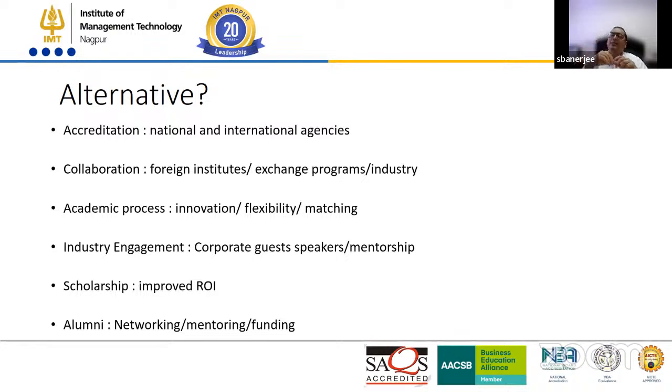How many accreditations the institute and the program of the institute have received, right? Look at the collaboration. Again, you will find that in their program structure or even on their website, it might be highlighted how many industry associations they have, how many foreign institutes they have a tie up with, and how many exchange programs have happened, how many students have visited in recent time, right?